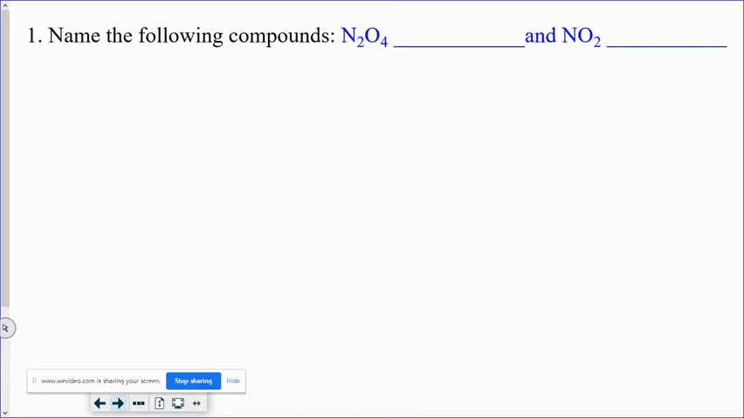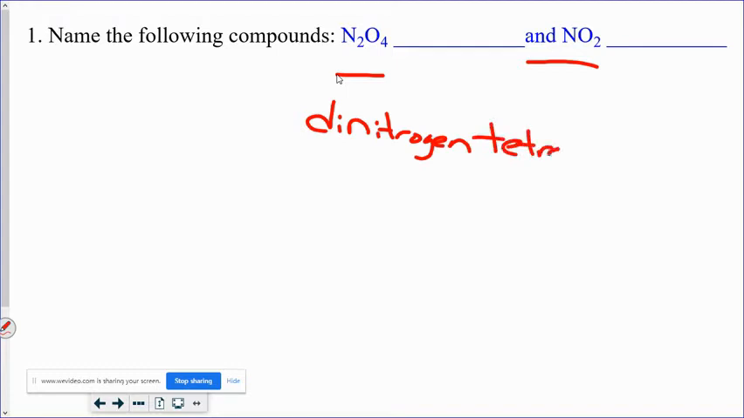So we're going to name the following compounds. Pause the video, I'd like you to do that. So if we look at these, they are both non-metals, and there's two nitrogens. How we say two nitrogens is di, so dinitrogen. And there's four oxygens, and we say four with the word tetra. And then oxygen turns into oxide. So that is the name of that one.